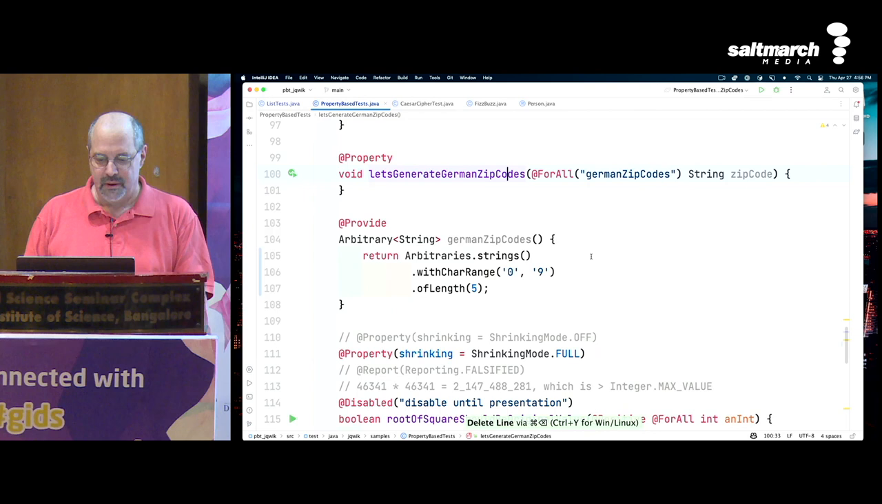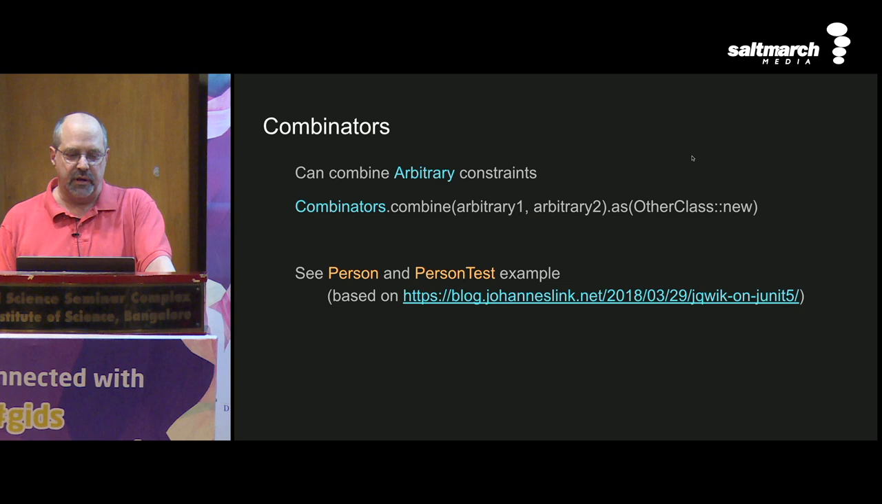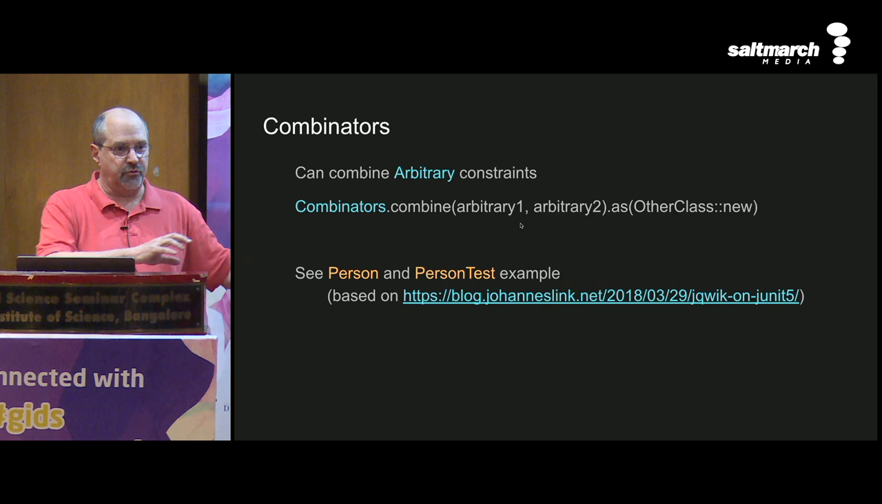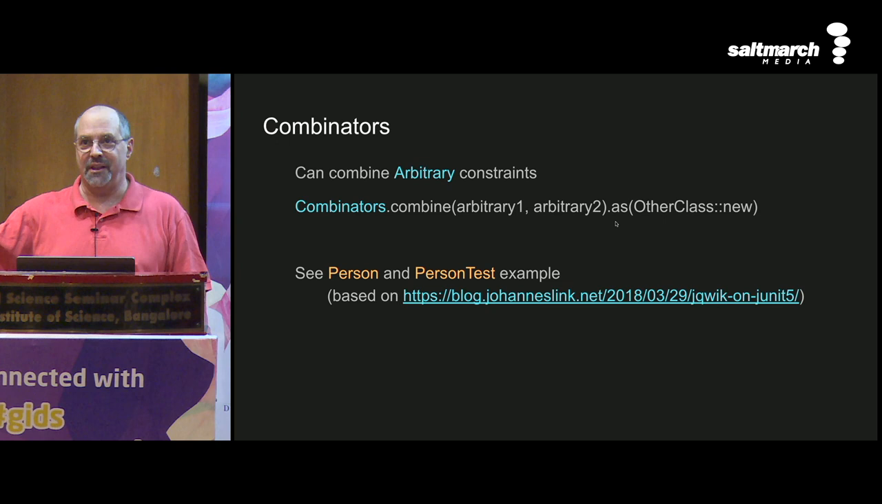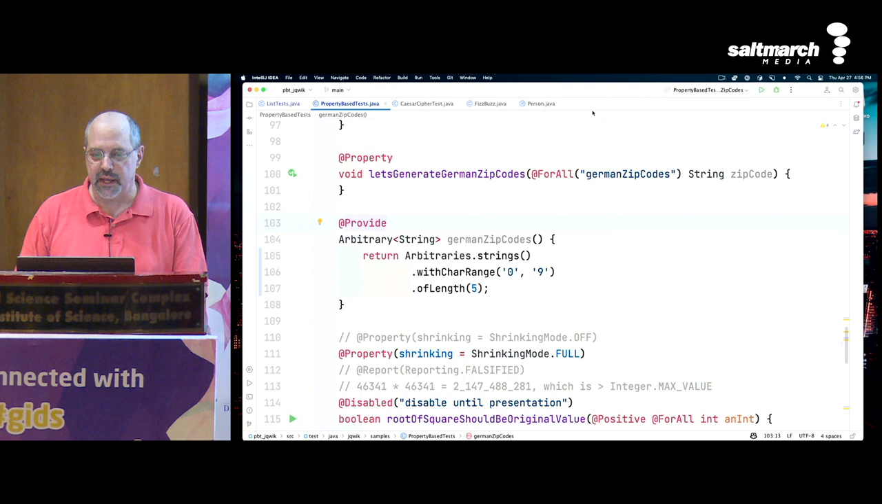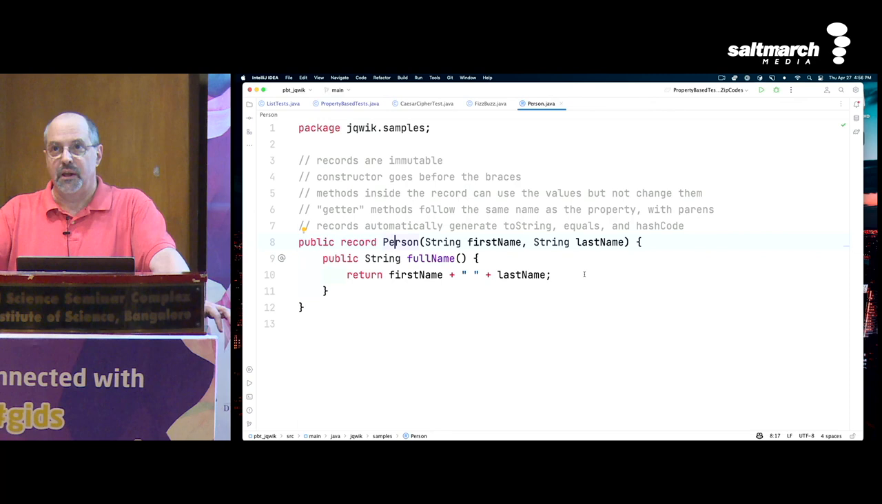You can combine these arbitrary constraints, so that if you make a German zip code and you make some other constraint, you can combine them together and declare it as something else. And what this is really useful for is it allows you to invoke a constructor on a class. This is really different. I didn't anticipate this. So I have a class here. Well, he has a class. I modified it from his blog post. His class was a POJO, plain old Java object. I made it a record, okay?